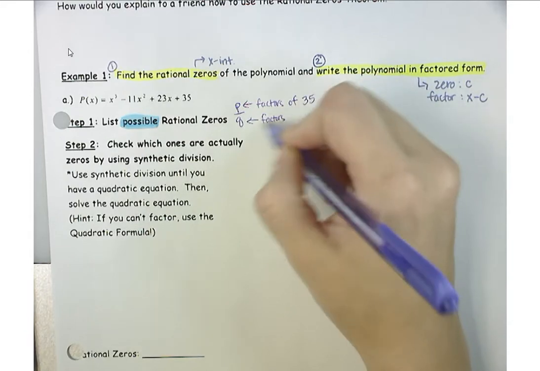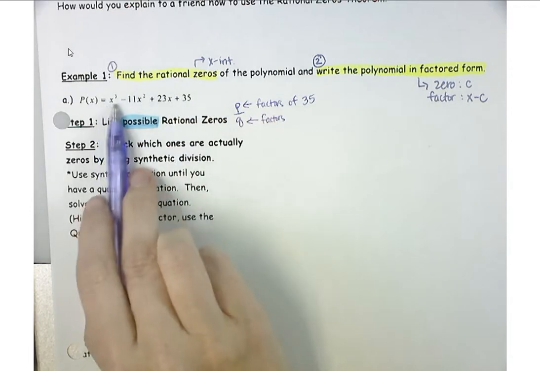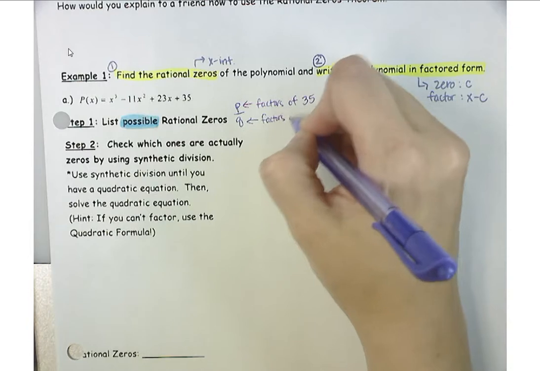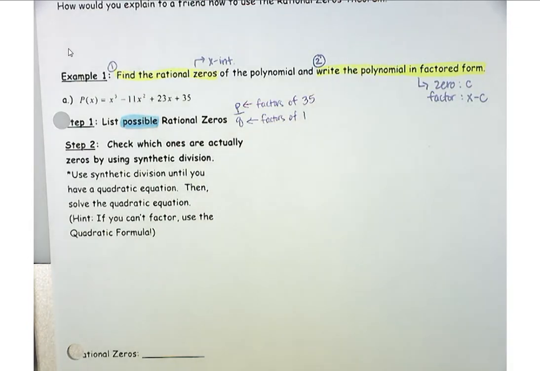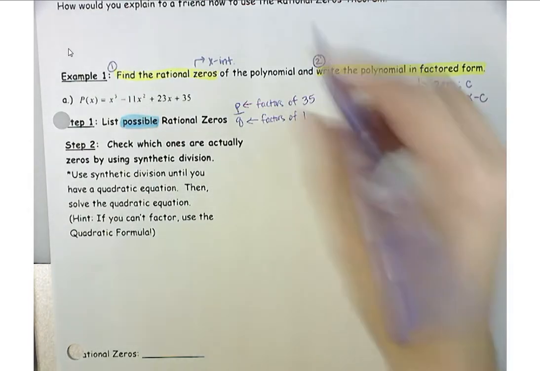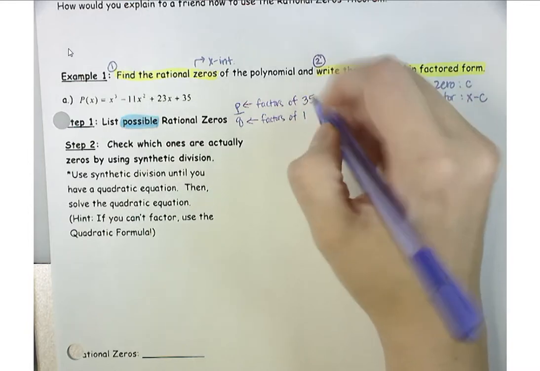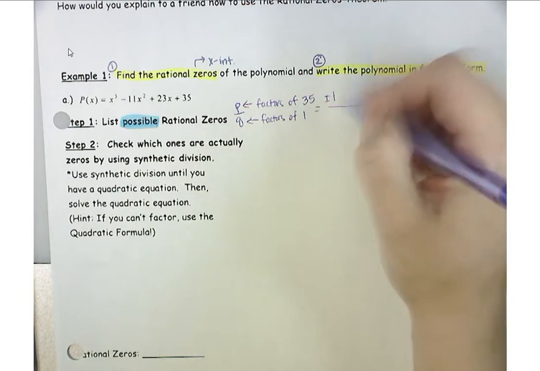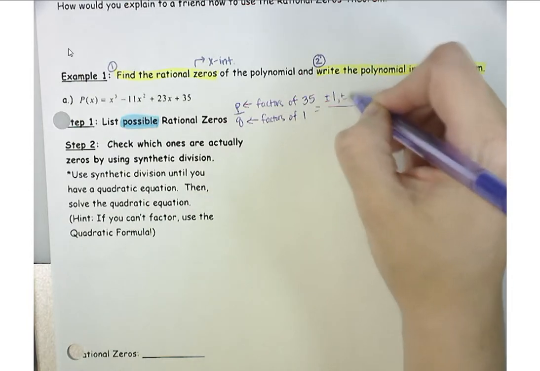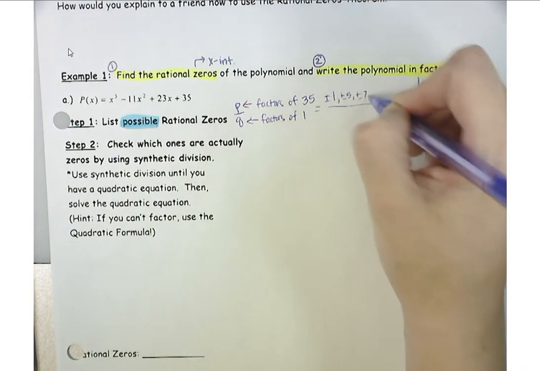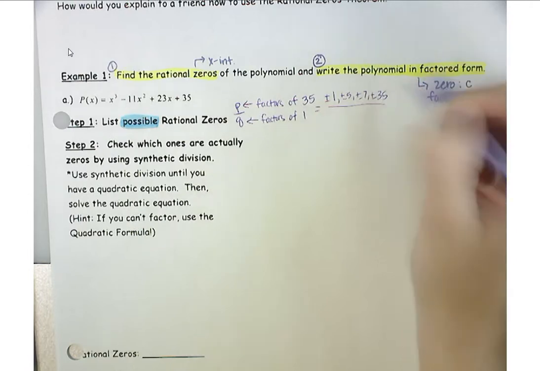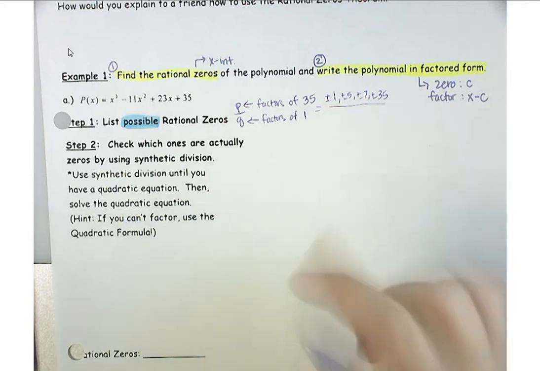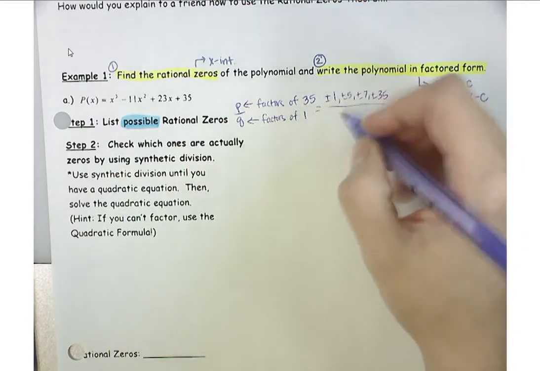Okay, and then the Q is the factors of the leading coefficient, which is in front of x cubed, so that would be 1 if you don't see a number there. Okay, so it's nice when you have 1 on the bottom. So the factors of 35, I usually just list them in order. So 1 goes into 35 evenly, 5, 7, 35. Okay, remember factors means that the number divides into the value evenly with a remainder of 0.